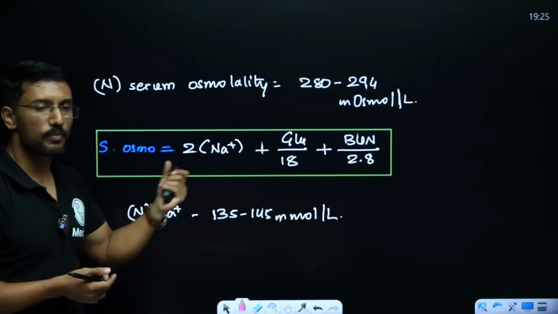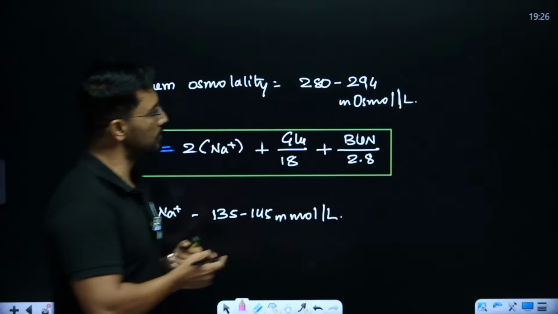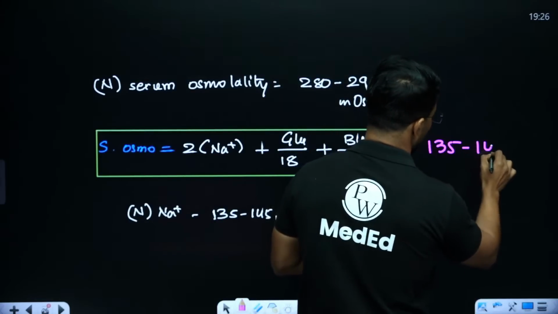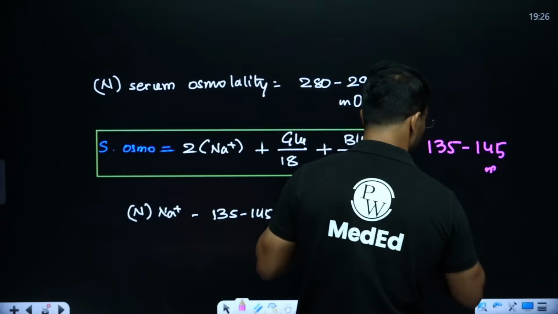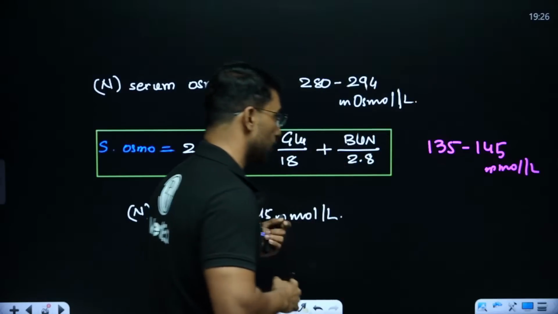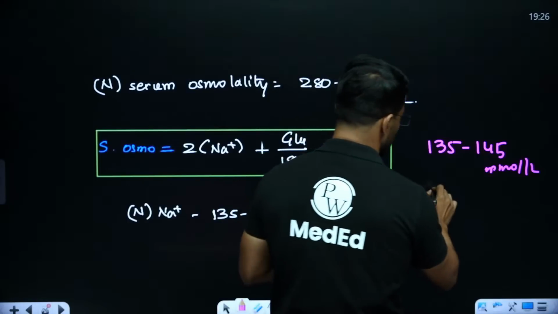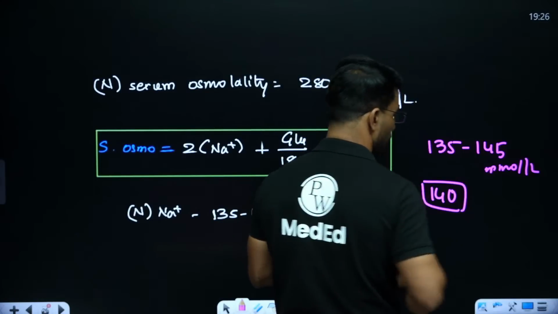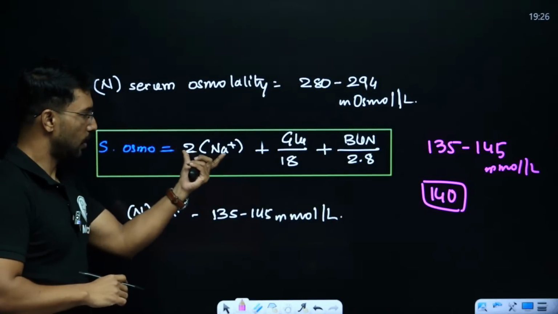What is the normal sodium value? Normal sodium value is 135 to 145 millimoles per liter. That's a normal sodium value, right? So let me take a median value of it, let us say 140. Average value 140. So if I have to calculate the serum osmolality, how am I calculating?